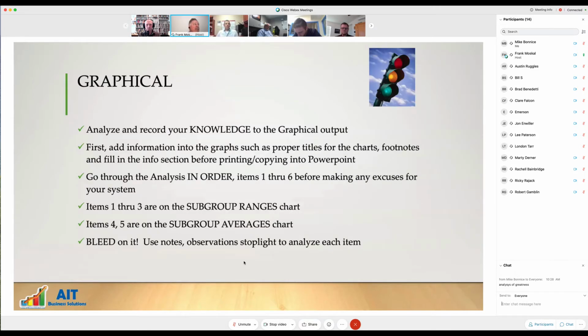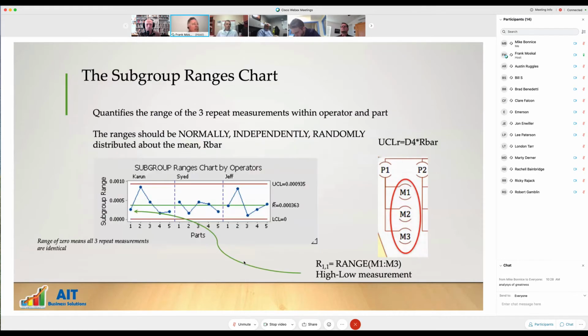All right. Next is graphical. I kind of focus on this the most, and in class you probably remember we had a flip chart where items 1 through 3 we talk about analyzing the subgroup ranges chart, and items 4 and 5, the subgroup averages chart. And most of your statistical packages will have some other useful charts that you can look at. But the most important thing you can do is take notes and put stickies or observations right on those graphs to document what you see.